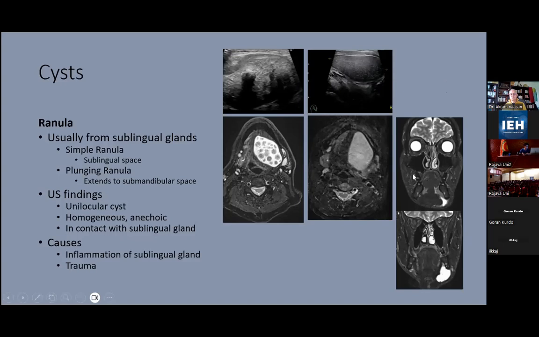In the submandibular region also you might have cysts. These are two different cysts. In this one you see calcification of fat. In the MRI they look different. This one is epidermoid and this was dermoid. So in the sublingual region you might have ranula, dermoid, epidermoid, and lymphatic malformation also.